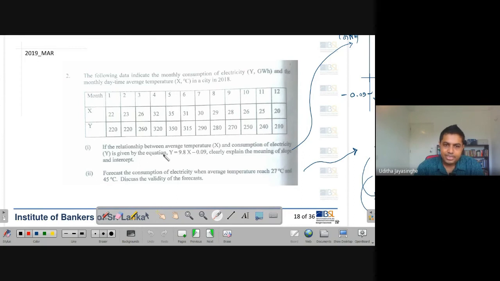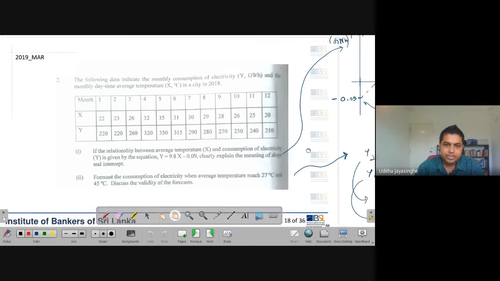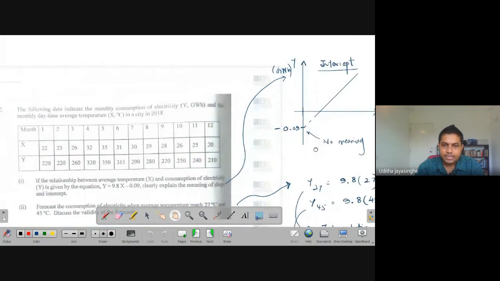First part: the relationship between average temperature X and consumption of electricity Y is given by this equation, Y equals 9.8x minus 0.09. Clearly explain the meaning of slope and intercept. Secondly, forecast the consumption of electricity when X is 27 and 45, and comment on the validity. First part, explain the meaning of slope and intercept.